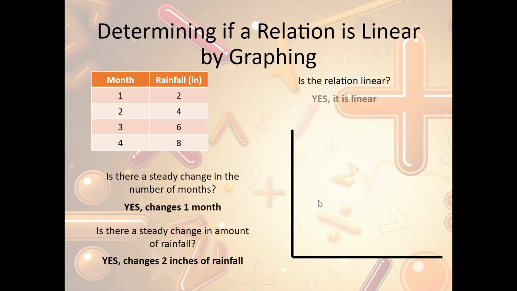Therefore, if we were to plot these points, it would look like this, and therefore we can see it does form a straight line, and yes, it is linear because we have a consistent change of addition and a consistent change of addition.